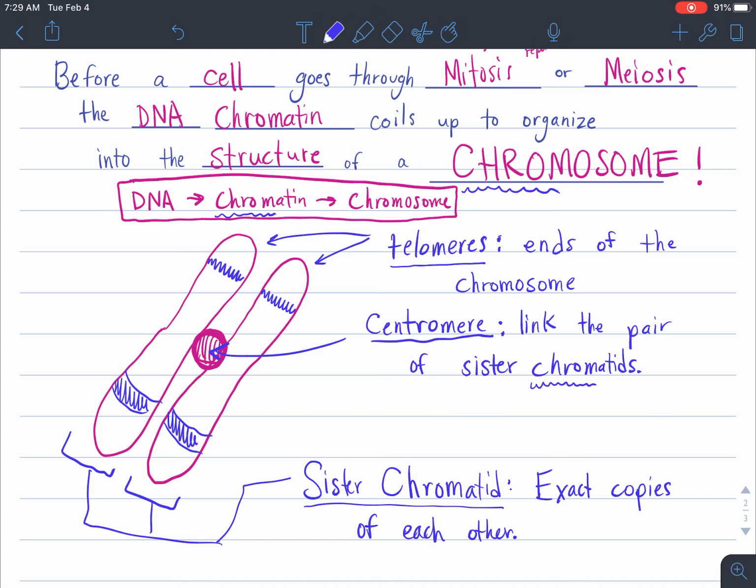And so this is the main structure of a chromosome, where you have your telomeres, the tips, the ends, on both ends. The centromere is what holds these two sister chromatids together. And each part of this thing is basically an exact copy of each other. Now, another way that people will draw these is that they won't draw the centromere, but they'll draw it looking like an X. But essentially what that means is that there's a centromere in the middle, and then you have two sister chromatids on the side.